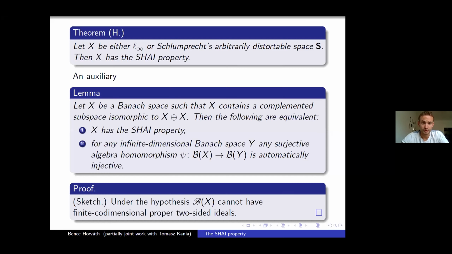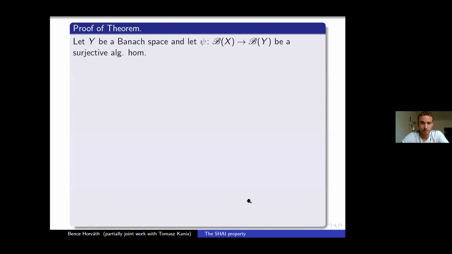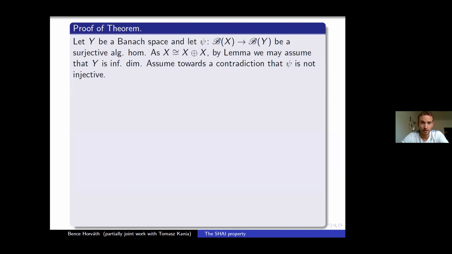So how to prove this theorem? Take Y infinite dimensional, sorry, I forgot that here, and take a surjective algebra homomorphism psi from B of X to B of Y, and assume towards a contradiction that this is not injective. We know from the dichotomy result that I put up there that the inessential operators must be contained in the kernel of psi.